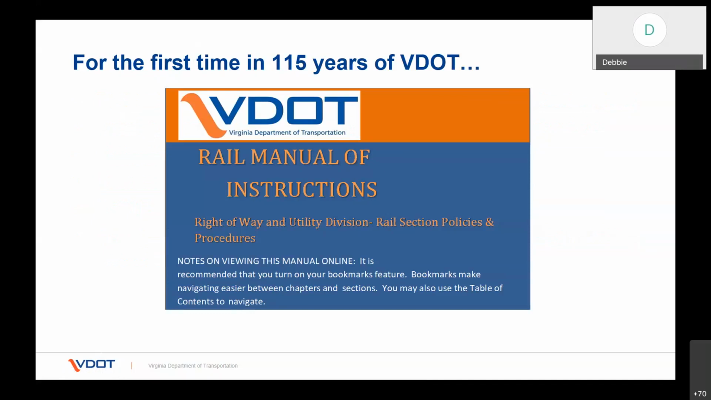A picture of a manual of instructions. For the first time in 115 years of VDOT, there's a rail manual. To our knowledge, it has never existed in the state of Virginia. So just know that we have just created it, and we do know that as we go along, there will be some revisions to it.